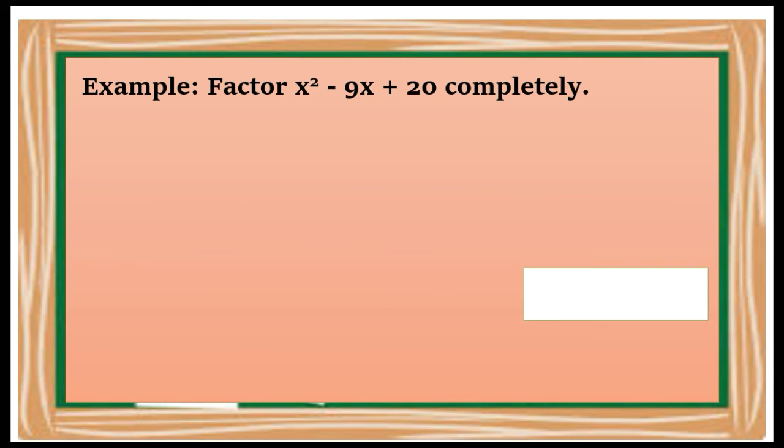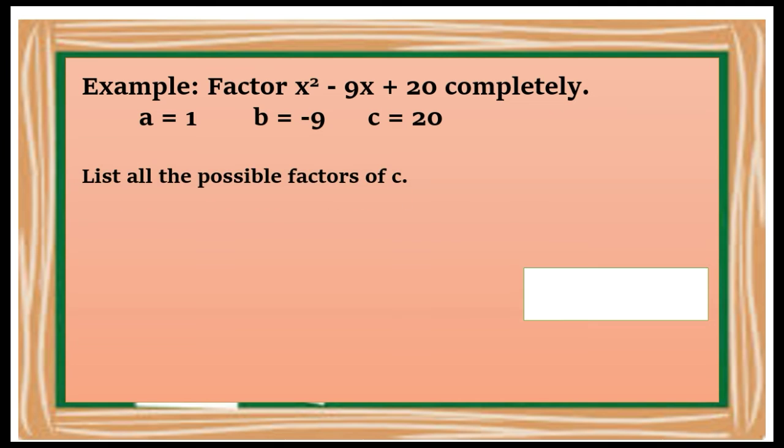Next one. Factor x squared minus 9x plus 20 completely. So the value of a is 1, the value of b is negative 9, the value of c is 20. First step, list all the possible factors of c, and your c is 20.